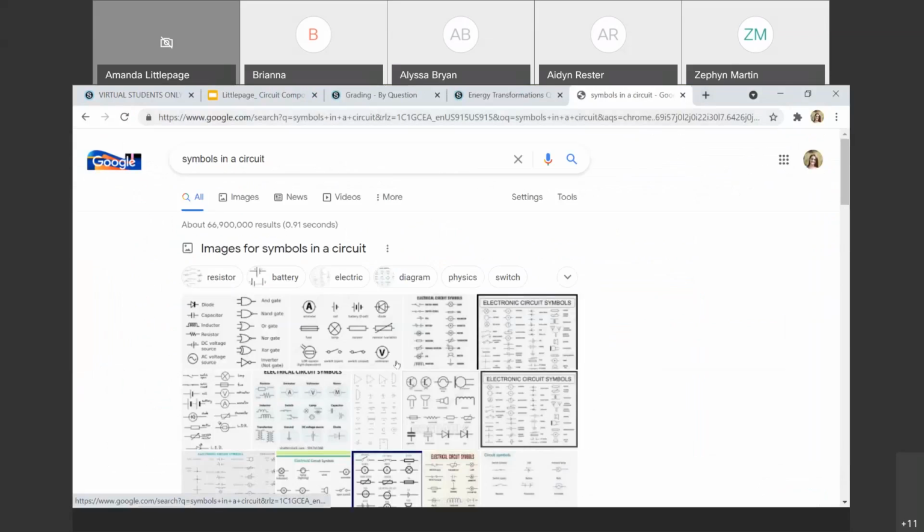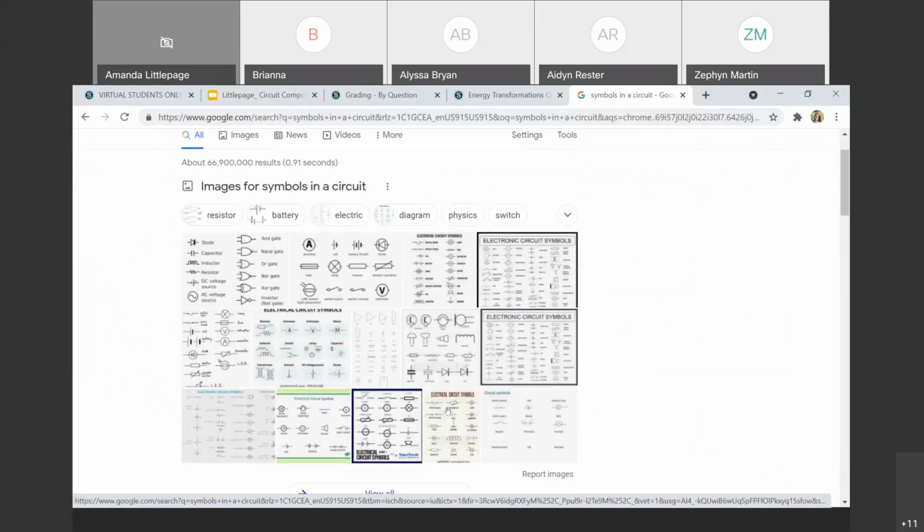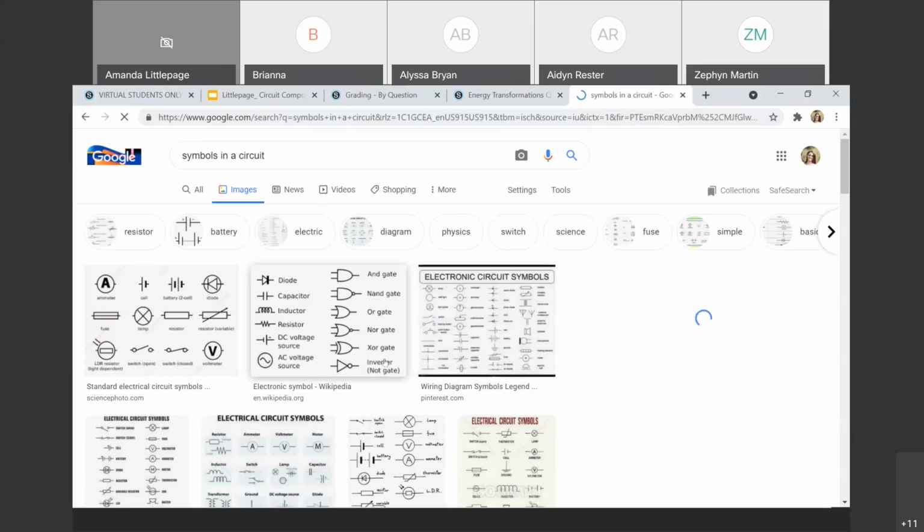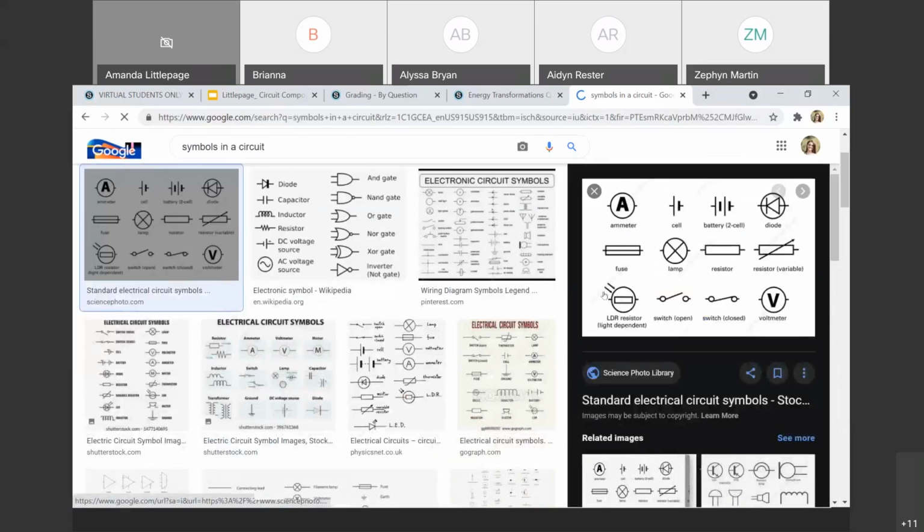And then look at all these things come up. So some of them are larger than others. So let's start with this one right here. And if you click on it, some have more information than others. So this is a pretty simple one right here. And it tells you ammeter, cell refers to battery. This is a 2-celled battery, diode, a fuse, a lamp, a resistor, an open switch, a closed switch.